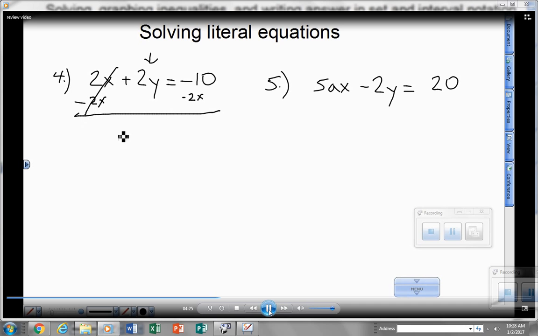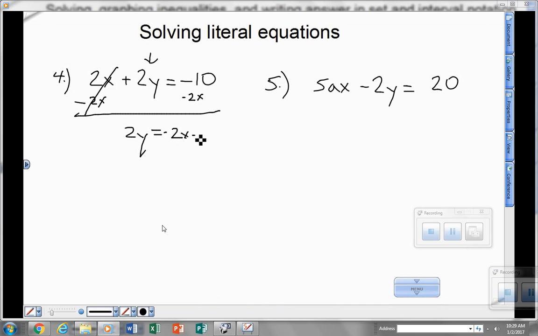Be careful not to combine unlike terms here. You cannot combine these. So you just write them next to each other. Bring the 2y down and the equal. And I'm going to write this with the x term first. So negative 2x, bring down the negative 10.